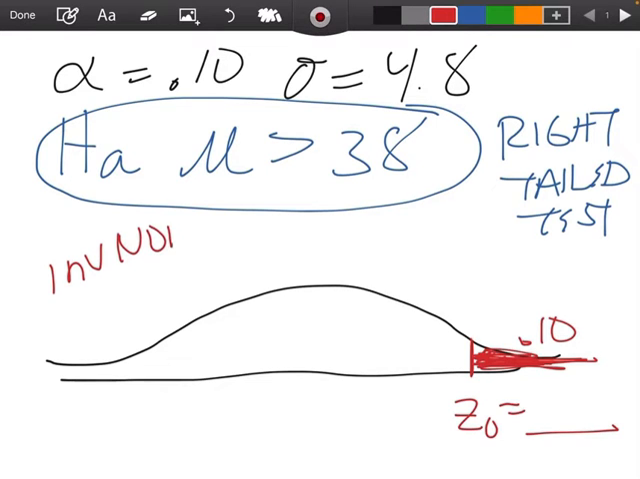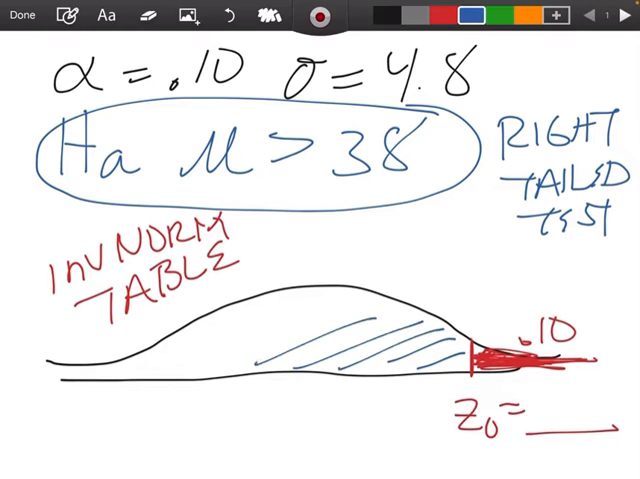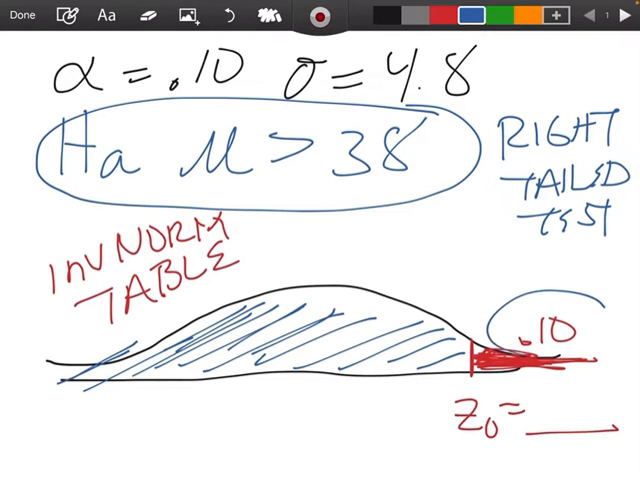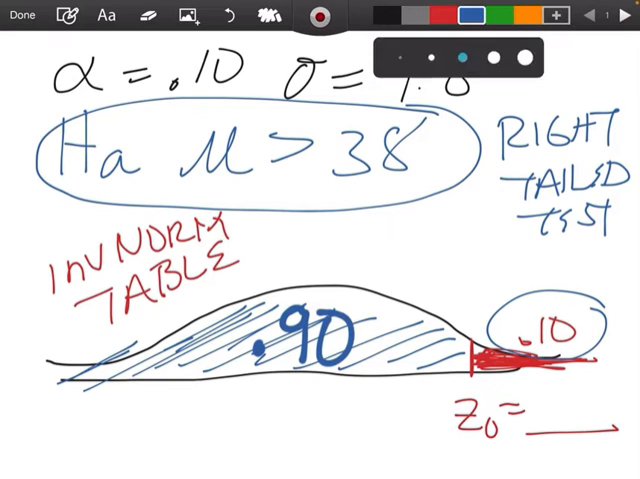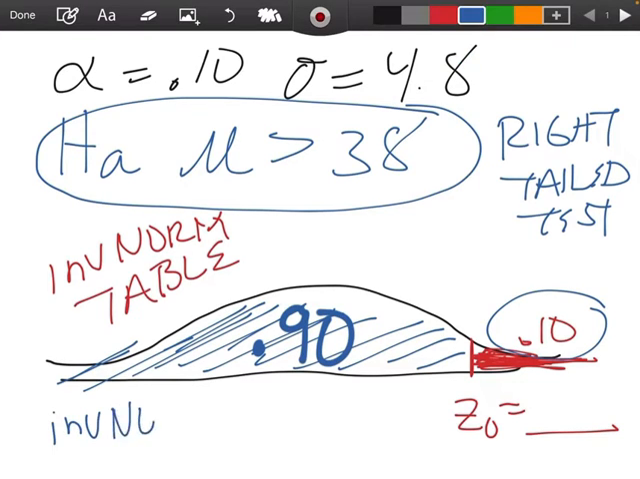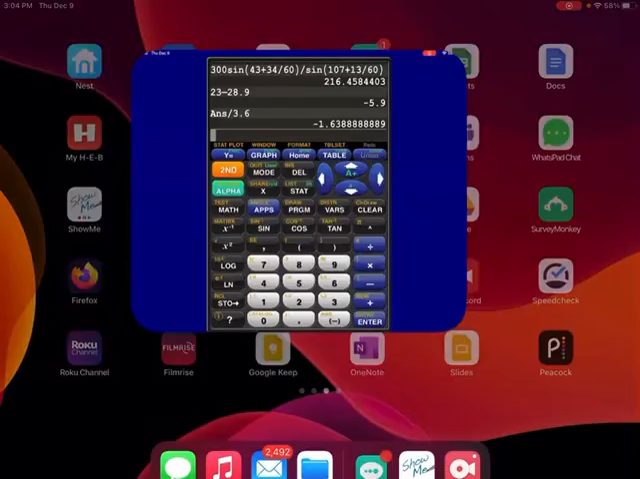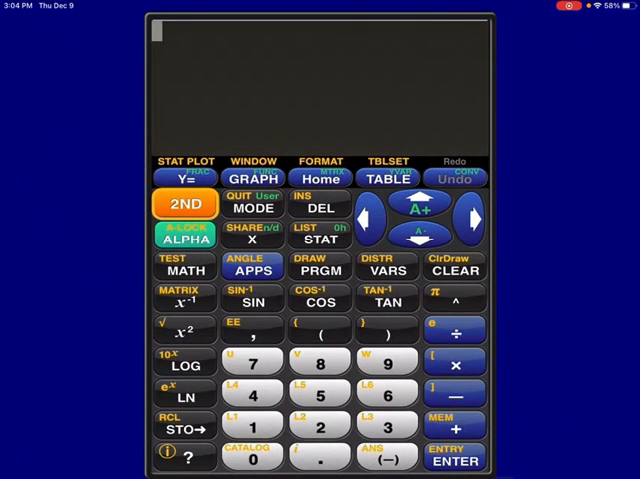So the way I'm going to do this, y'all, I'm going to use my inverse norm. But the one thing I'm going to mention is whether I use my inverse norm, let me just write this down here, or if I use my table, either one, those things always tell me the area to the left, okay? So since this happens to be a right-tailed test, and I know that the area to the right is 0.10, what that's really telling me is that this area here, y'all, is 0.90, right? So that means that when I go inverse norm, I'm going to go inverse norm of 0.90, okay?